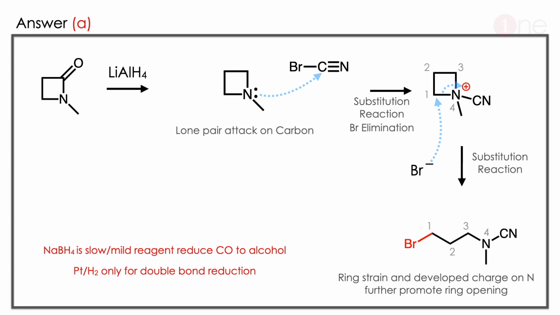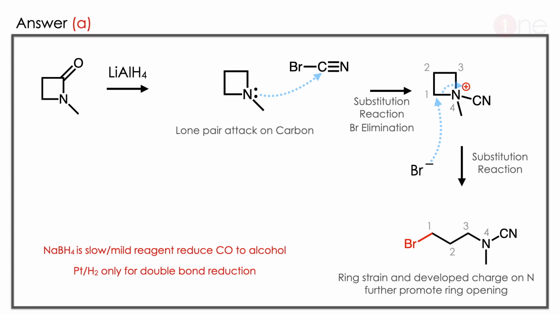The bromide again can attack the system. Why? Because it's a strained system, so bromide can attack and open the ring. So it's a backside attack, the ring will be opened and bromine is at the end of the chain. So cyanide at one end, bromine at the other end. But cyanide is directly connected to the nitrogen here. So the product is definitely A.